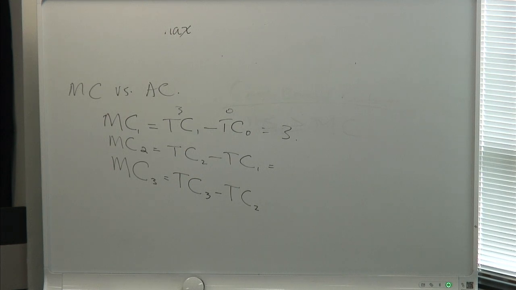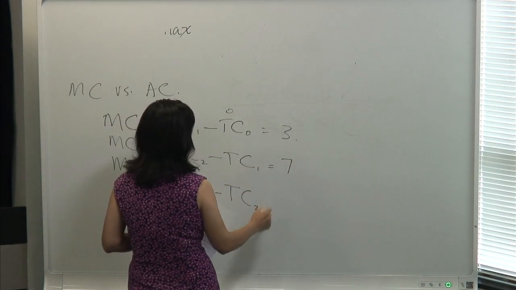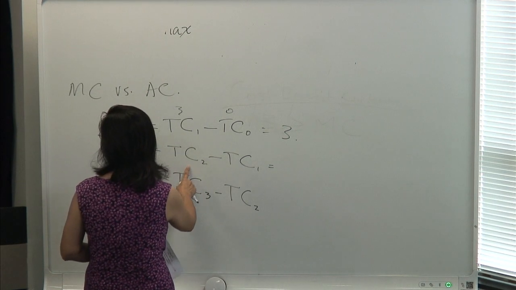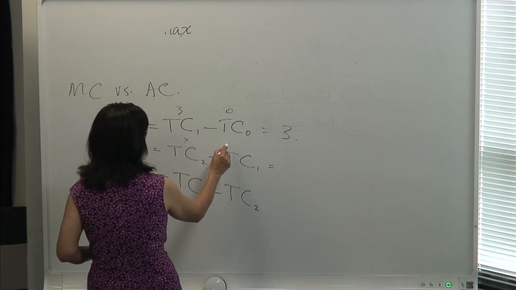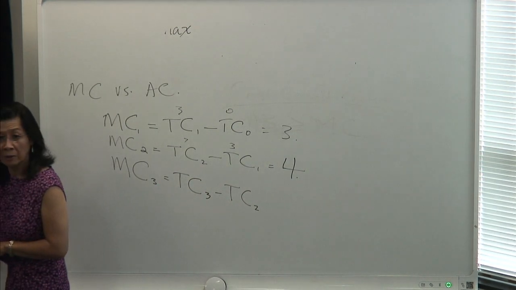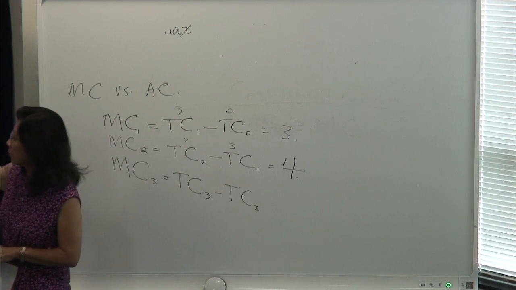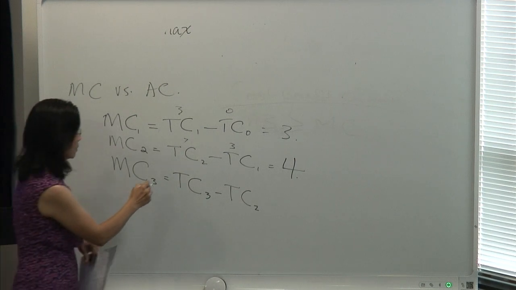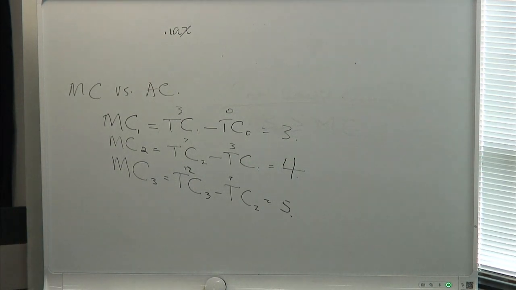Okay, the next one, could I get help? Give me a number. It's going to be 7? Wait, not the answer yet, but the TC. Total cost of 2 units will be? 7. Right, 7 minus 3, so you have 4. 4 is the answer. Very good. So that's how you get that second unit. Got it? Okay, what about the next one? The next one you take 12 minus 7 to get 5. Right? And so on and so forth.